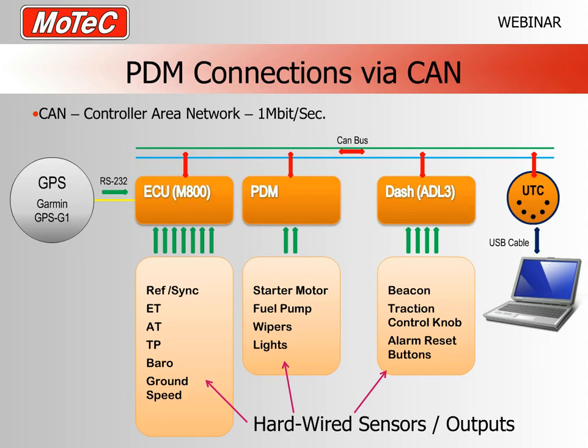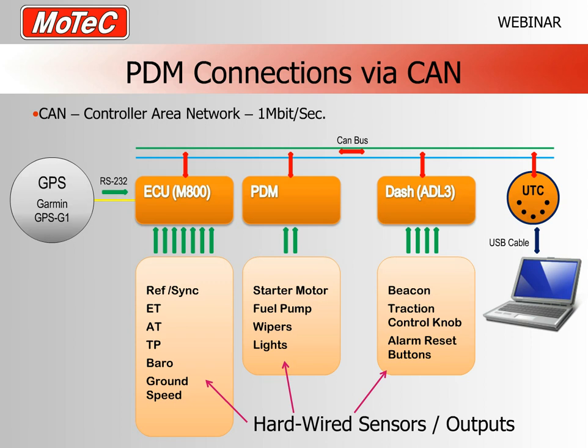Okay, so this is just a diagram of the typical use of a PDM within a vehicle. It shows the sort of MoTeC devices you may see in a system and how they might interact with a PDM. Of course, the PDM's design is to control power distribution, and therefore it's used to control things like starter motors, fuel pumps, wipers, lights, and other such output devices. It also has the capability of monitoring input devices such as switches or voltages. And finally, it has the ability to exchange messaging via the CAN bus.